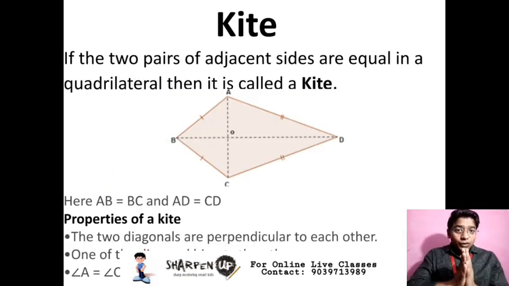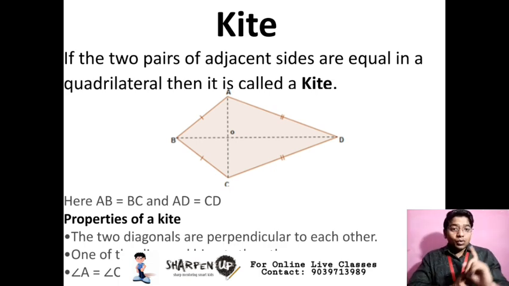Kite. If two pairs of adjacent sides are equal in a quadrilateral, then it is called a kite. As we can see here, AB and BC are adjacent sides and they are equal. In the same way, AD and DC are adjacent sides and they are again equal. So what are the properties of a kite? The two diagonals are perpendicular to each other. One of the diagonals bisects the other one, and angle A is equal to angle C, but angle B is not equal to angle D.